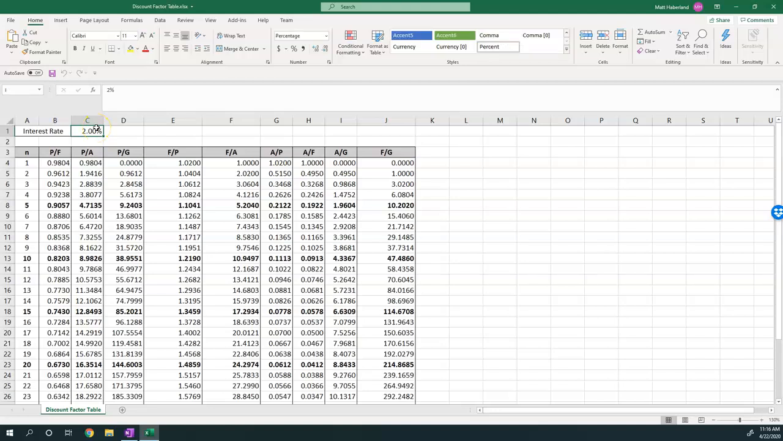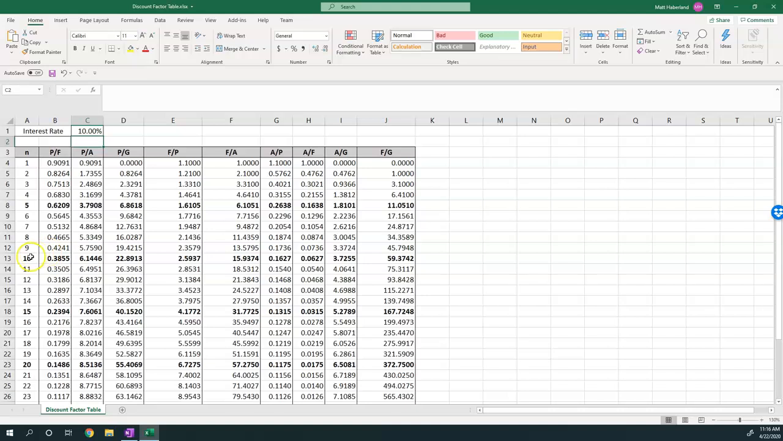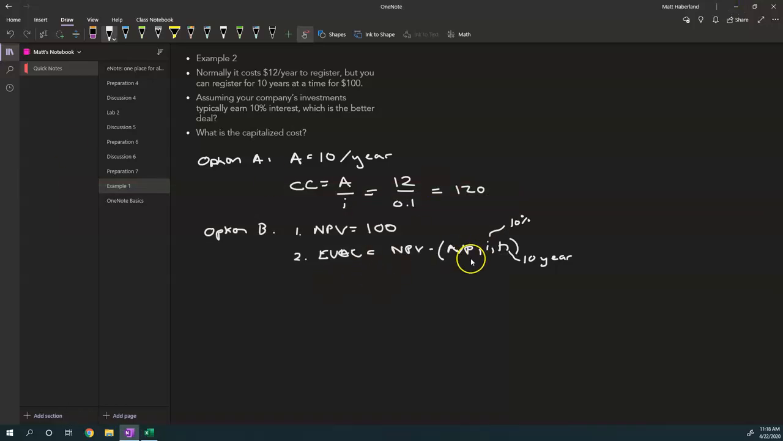All right, plug that into our handy dandy discount factor table. 10% interest rate, we have 10 years. We need the A over P value. A over P is this column here, 0.1627. Okay, so this is equal to 100 times 0.1627, which is equal to $16.27.